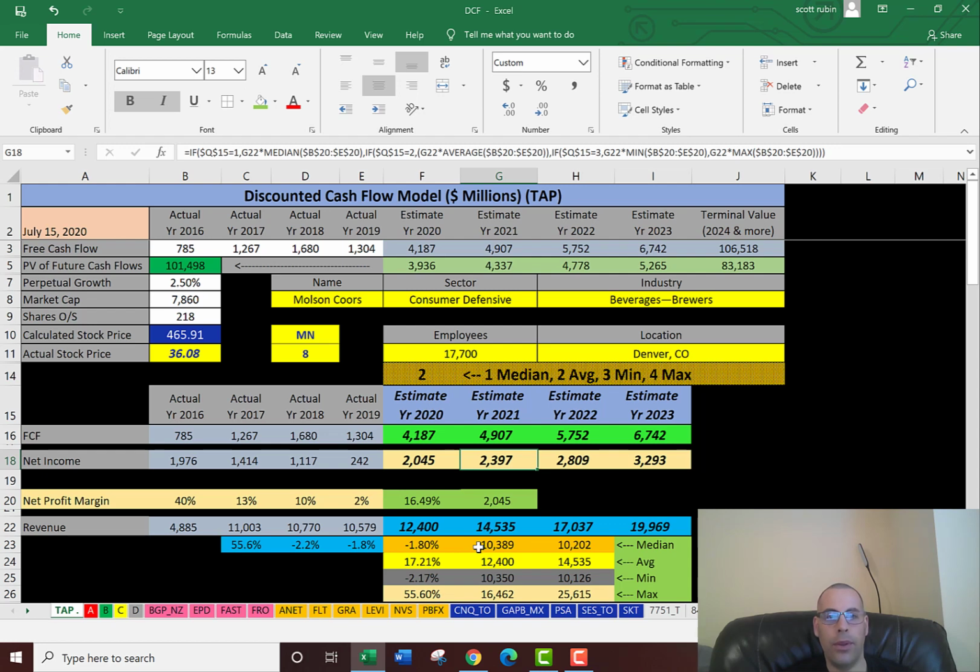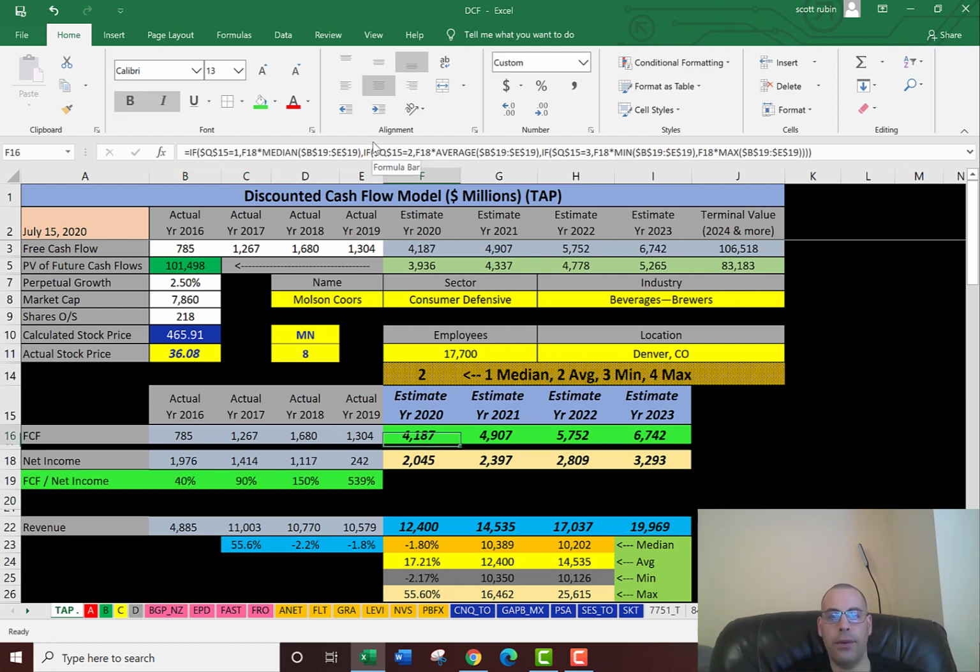I do the same thing for 2021, 22, and 23. It's the projected revenue times these 4 numbers, whether it's the median, average, min, or max. To get the future free cash flow, I take the future net income. So for 2020 free cash flow, it was the 2020 net income of 2 billion times these 4 numbers. And I would do the same thing. It would be the median, min, average, or max, depending on which model I used. So that's how I calculate the estimated financials on my models.